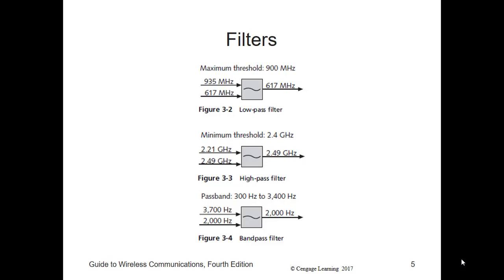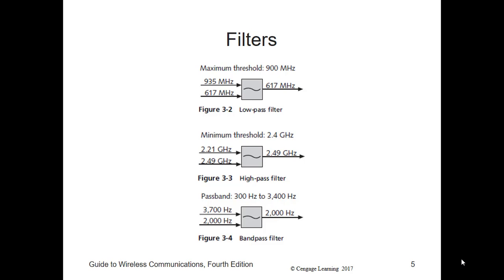With a low-pass filter, the maximum frequency limit, or the threshold, is set, and then all signals below that value are allowed to pass through. On a high-pass filter, there is a minimum frequency threshold, and all signals above the minimum threshold are allowed to pass through, whereas those below the minimum are blocked. A bandpass filter, instead of having either a minimum or a maximum threshold, has a range, which is called the pass band, that includes both a minimum and a maximum threshold. So only those RF signals that fall within the pass band would then be allowed through the band pass filter.